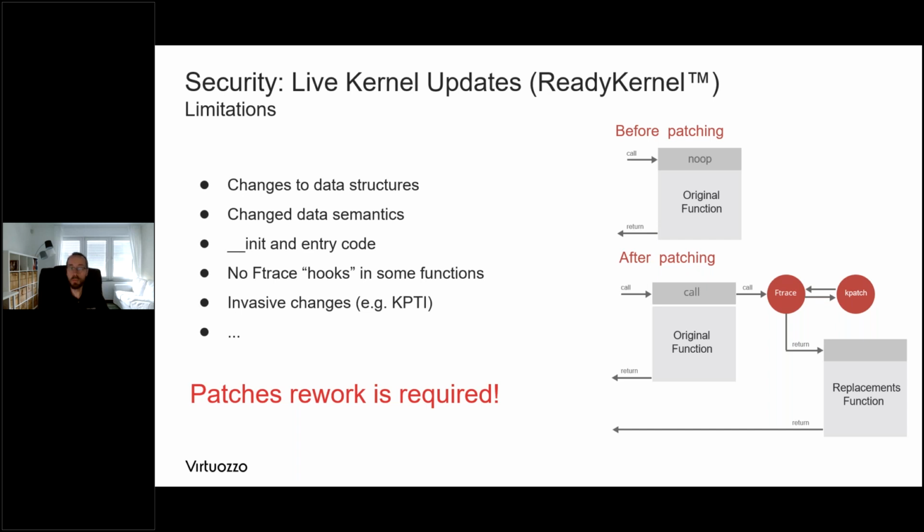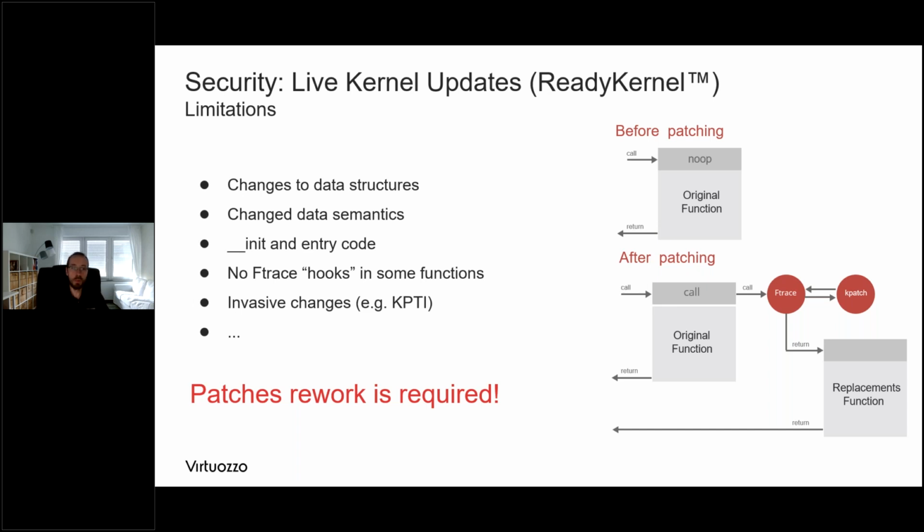What is not a bigger problem anymore is if there are no ftrace hooks in some functions. This becomes less and less of an issue because these hooks are more and more available for functions. And very invasive changes like KPTI are a very, very rare case because our Virtuozzo Hybrid Server kernel is based on the RHEL 7 kernel, and we use kpatch or heavily modified kpatch to deliver these patches. There are usually no very invasive changes because the RHEL kernel stays on the same version. They backport patches like we do, and that's it.